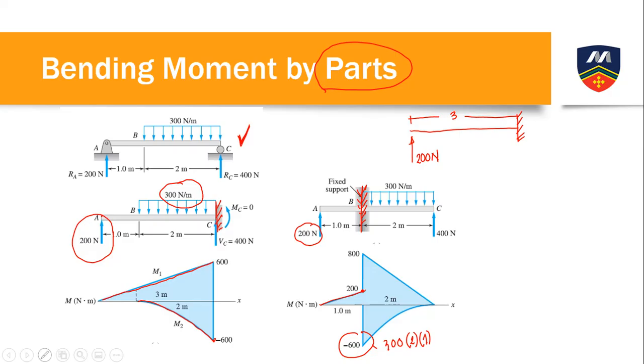Then, how about 400 Newton? For 400 Newton, the moment arm is 2. So that is 800. So if you add everything, balance the moment at this point. So we have 200 moment padulong dito, tapos 200 Newton moment pa rin. So that is 200 nato.